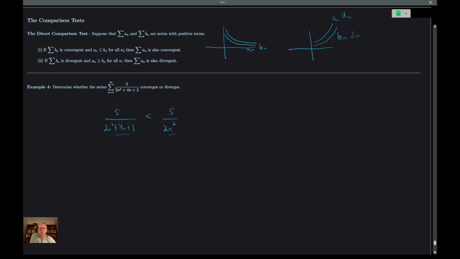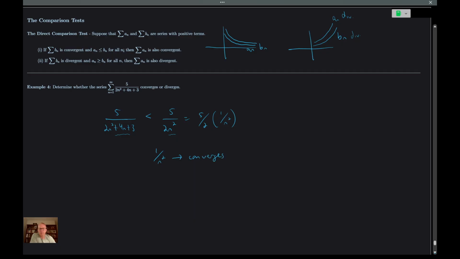So that's the idea. If you're adding terms in a denominator, you can always remove those terms and you end up with a bigger fraction. And then we can just pull out the 5 halves, and this is 5 halves times 1 over n squared. So we know that 1 over n squared converges.